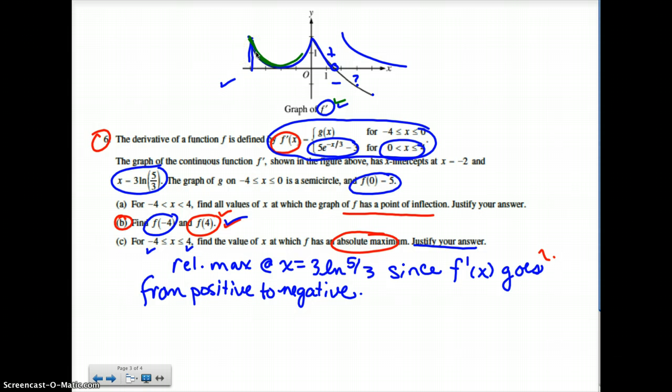It was actually 0 there temporarily, but it still continued increasing. It's still increasing, just less dramatically. And it increases all the way on up to 3 ln 5/3, and then it starts to decrease. So a suitable reasoning for why this must be the absolute max would just be this. You don't have to actually evaluate f of negative 4 and f of 4, which you'd actually done over here.